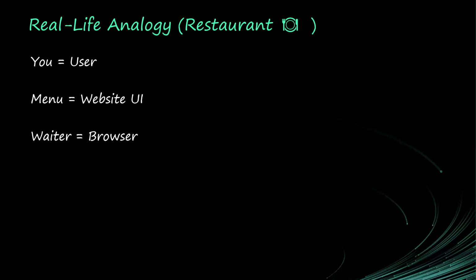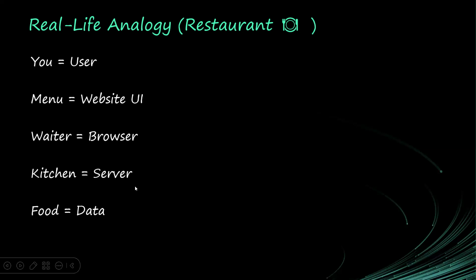All right, so a life analogy: you are the user. You walk into a restaurant and you see their menu. The menu is like the website UI, the website user interface. You can see where to click buttons, navigate, and do so many things. That's the menu. The waiter is the browser. You tell the waiter what you want to eat, and the waiter will take your request to the kitchen. The kitchen is the server.